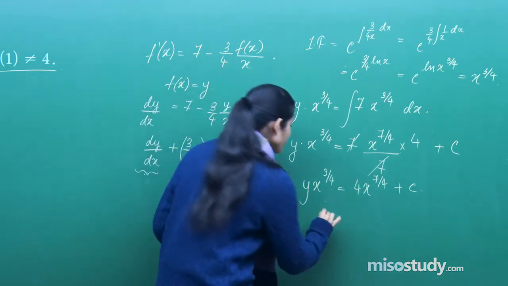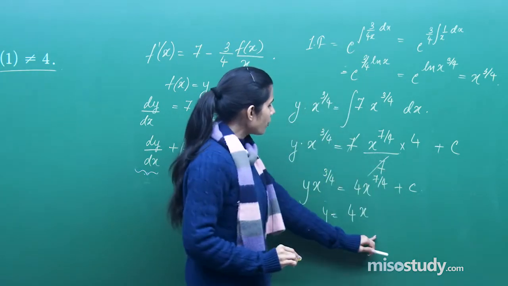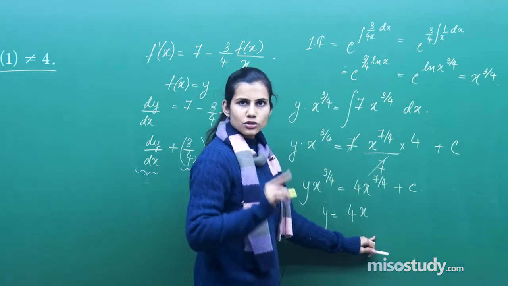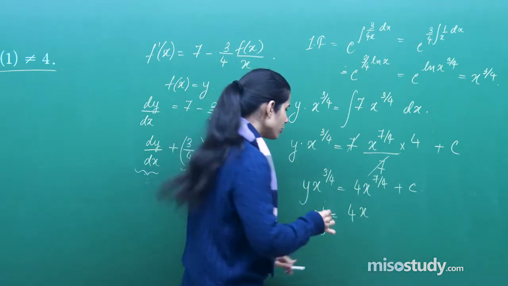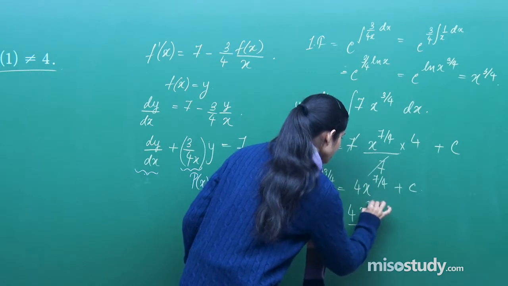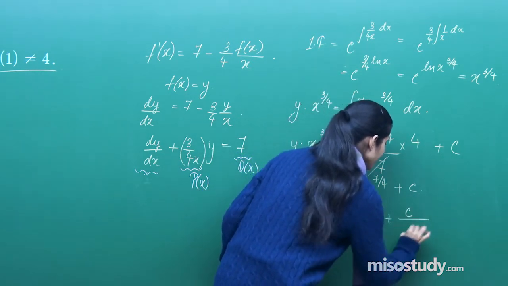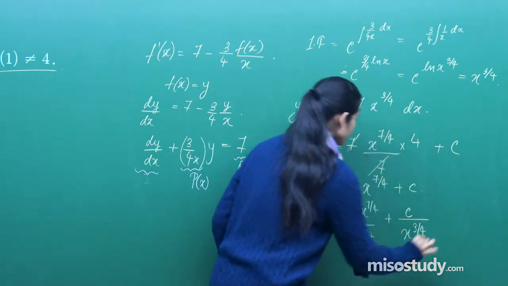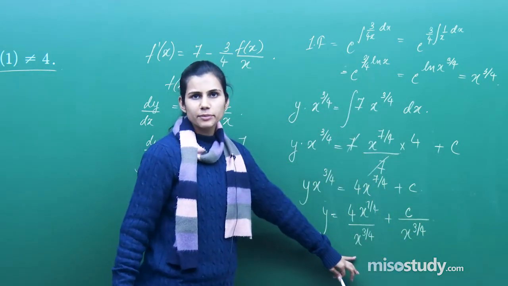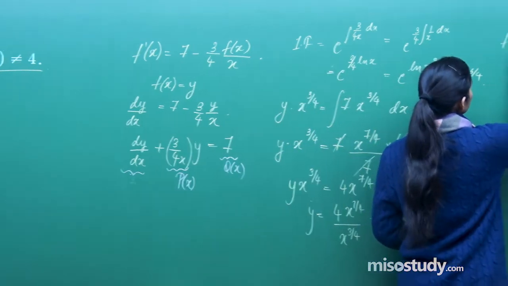So, let me try to take out my f of x from here. This will be 4 x to the power 7 by 4 upon x to the power 3 by 4. So, 7 by 4 minus 3 by 4. This is what? X to the power 7 by 4 upon x to the power 3 by 4 plus c upon x to the power 3 by 4. This is what you are getting. I can write x in the denominator because it is given to be positive. So, what will I have as my f of x? Y is same as f of x.